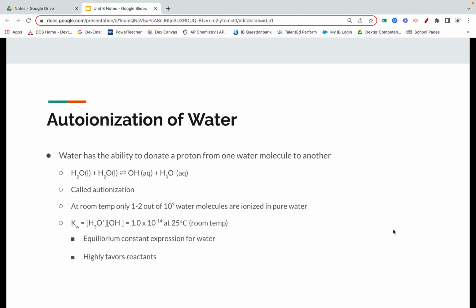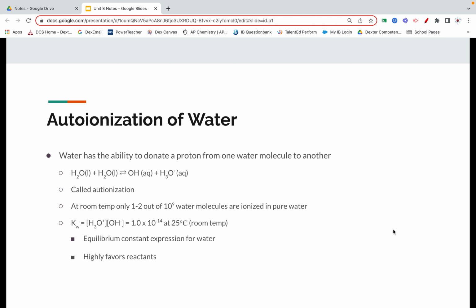A little bit different than that is the autoionization of water. So we're talking about how water can actually act as both an acid and a base when it's pure water. One water will donate its hydrogen, and the other will accept. This does not happen at a frequent rate within a sample of water: basically 1 out of 2 times 10 to the 9th water molecules.